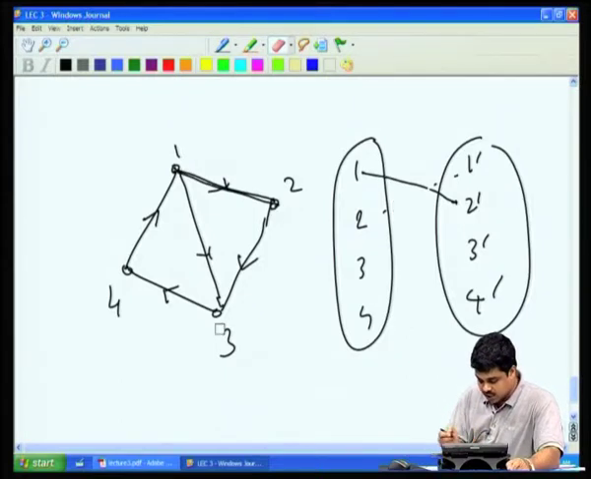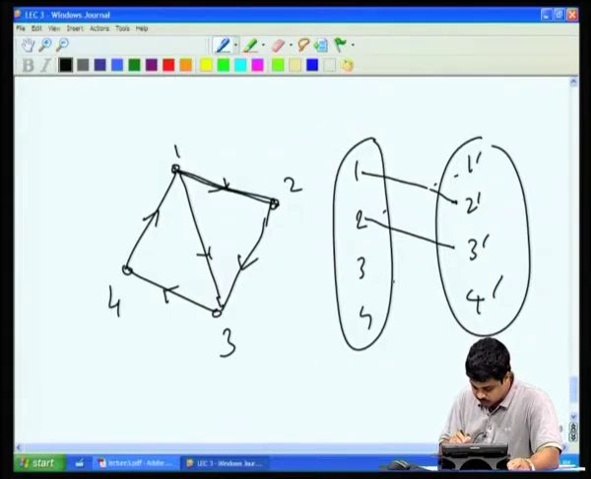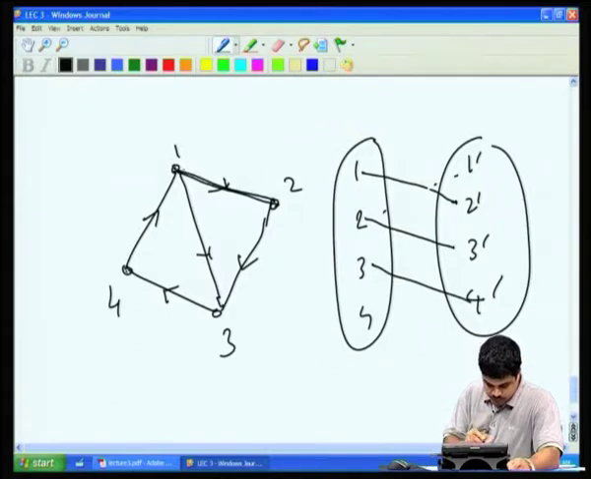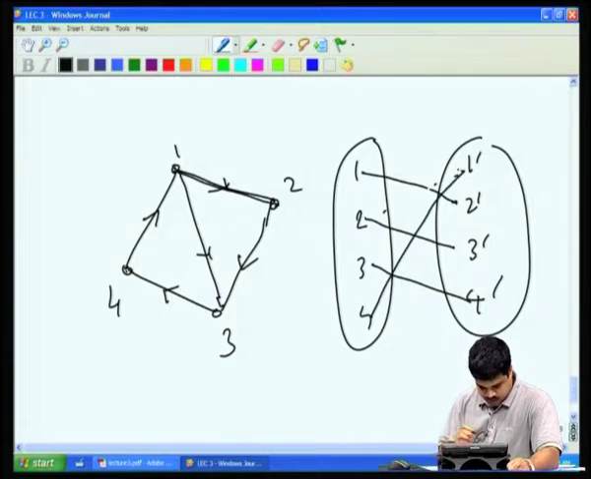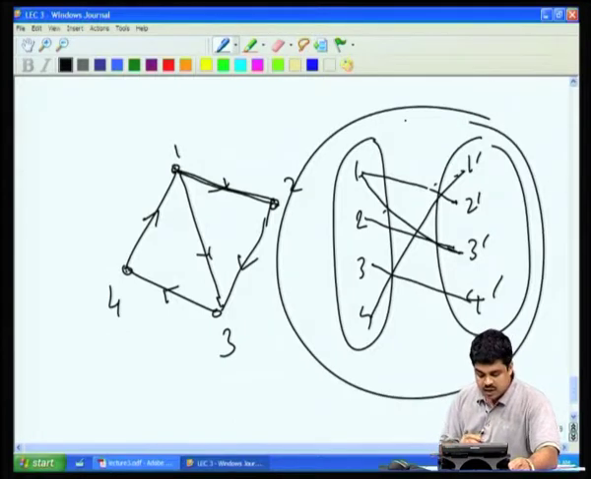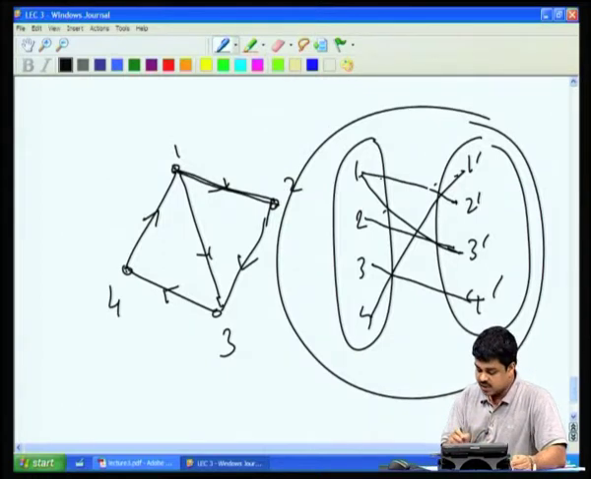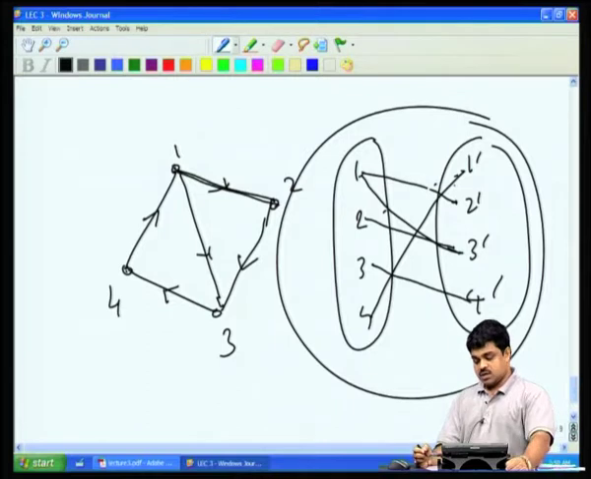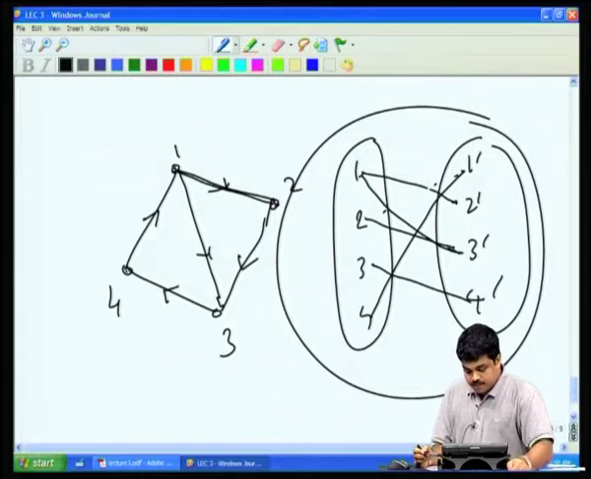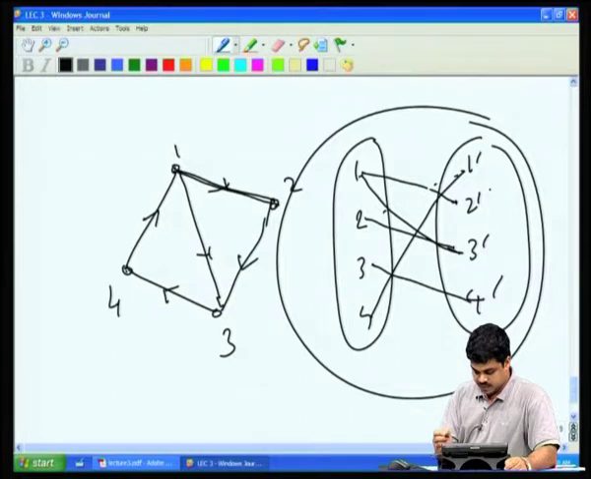So, similarly 2 3 will be marked like 2 3 dash, and 3 4 will be 3 4 dash, and then 4 1 will be like this, and then 1 3 will be like 1 3 dash. This is the way we will make the corresponding thing. So, here we are not putting 2 edges corresponding to one edge, because one directed edge will translate to one edge in the bipartite graph here. This is the bipartite double cover of this directed graph.